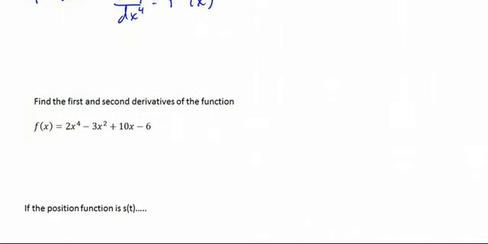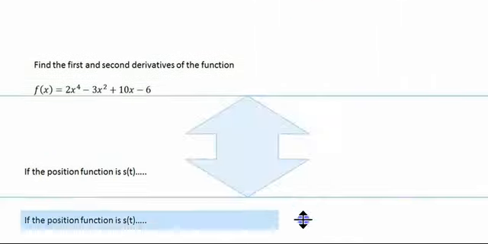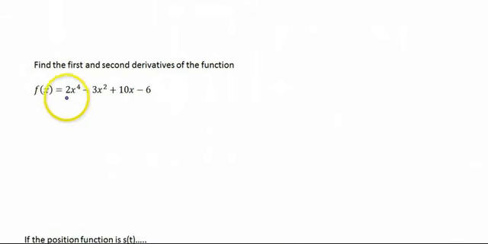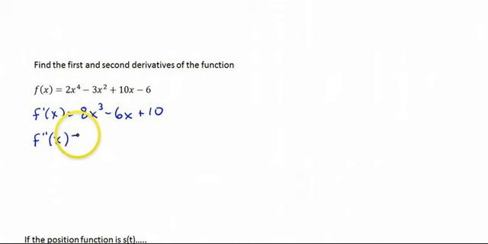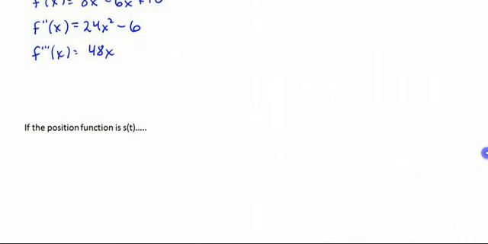So let's do a quick example. We're going to find the first and second derivatives of this function. f of x is 2x to the fourth minus 3x squared plus 10x. That means the first derivative is 8x cubed minus 6x plus 10. And the second derivative is the derivative of our derivative. That's going to be 24x squared minus 6. That's all there is to it. And if we wanted to find the third derivative, we could even do that. 48x.